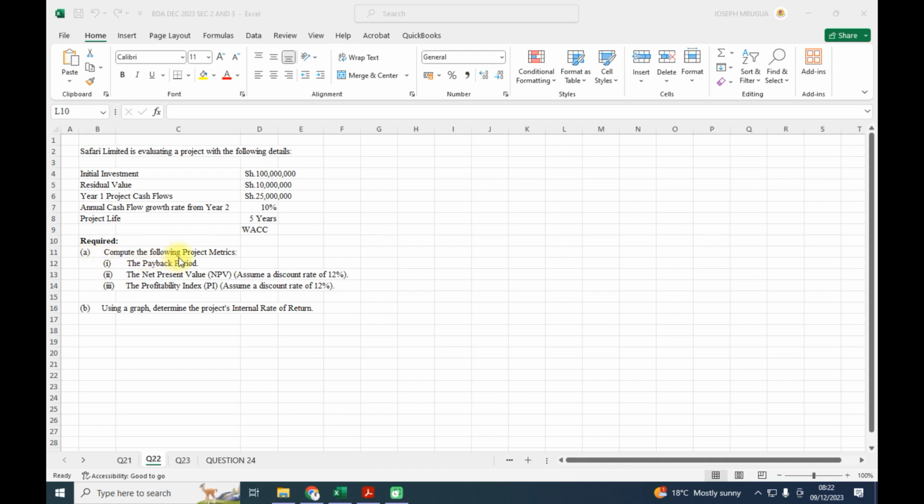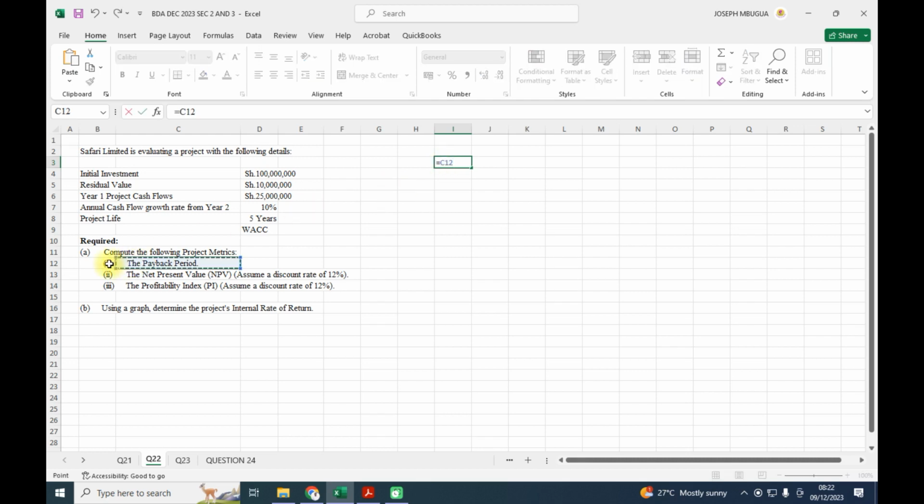Compute the following project metrics: the payback period, the net present value, assume a discounting rate of 12%, profitability index, assume a discounting rate of 12%. So using a graph, determine the project internal rate of return. So in this case we shall start with the very first question. I'll do it here. The question for payback, the payback period.